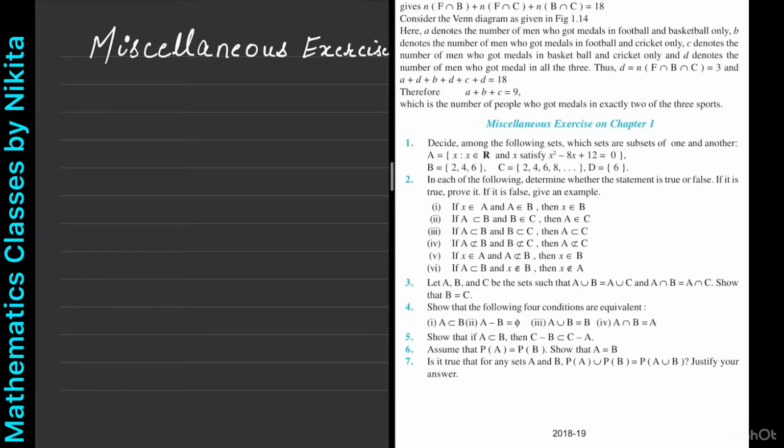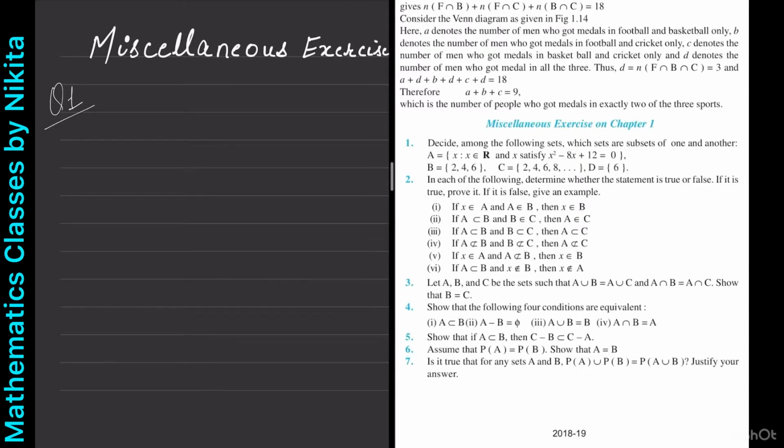So in this video, in this lesson, I will be discussing the miscellaneous exercise on chapter 1. Very important, but note one thing. Please revise all the basic concepts which I have told you before doing this exercise. Okay, so let's start with question number 1. So again on the right hand side, I have opened your NCERT book, and on the left hand side, I will be solving the questions.